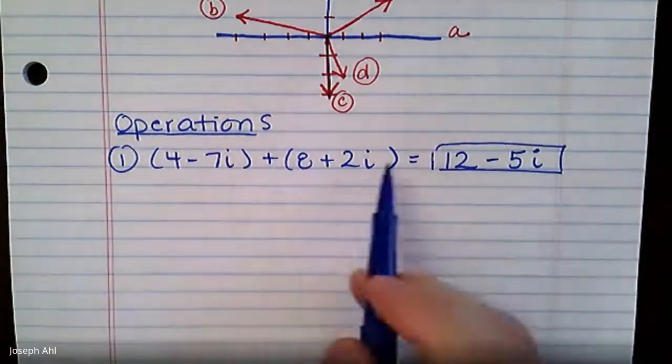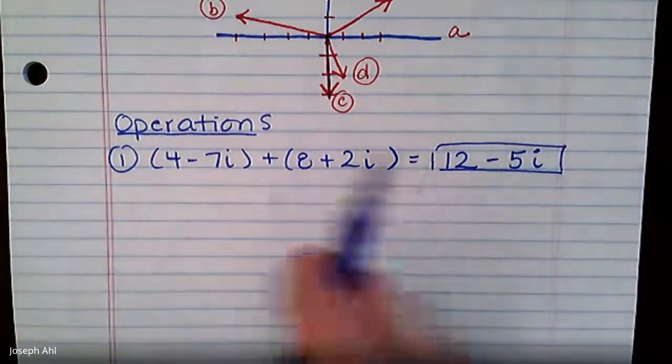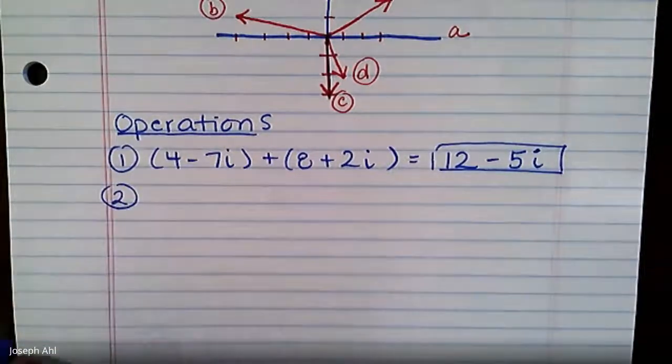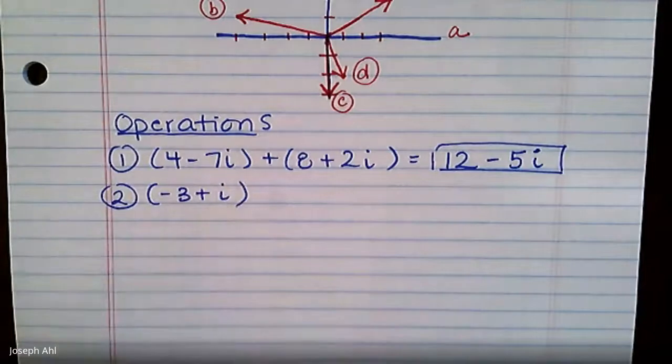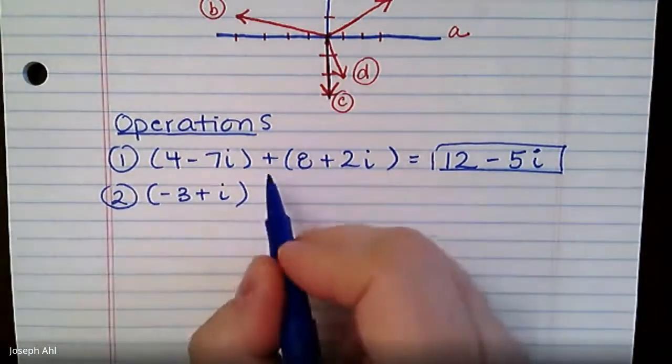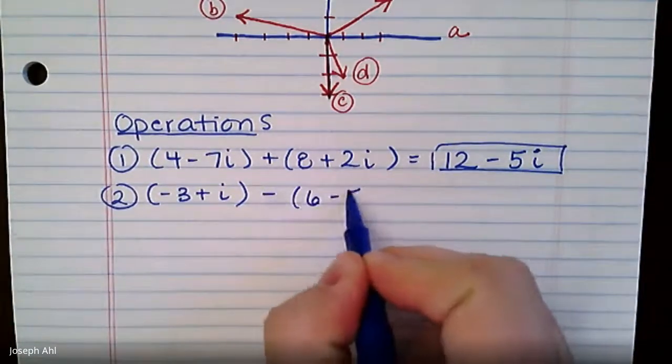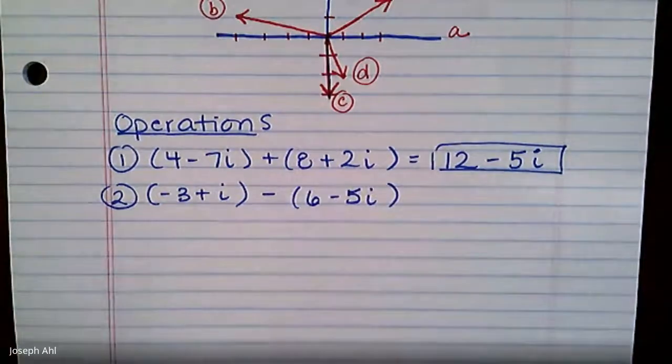The sum of these two complex numbers would be 12 minus 5i. So that will be something that, going forward, we can do fairly easily. Negative 3 plus i minus 6 minus 5i.